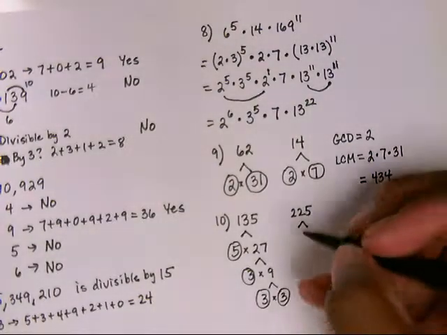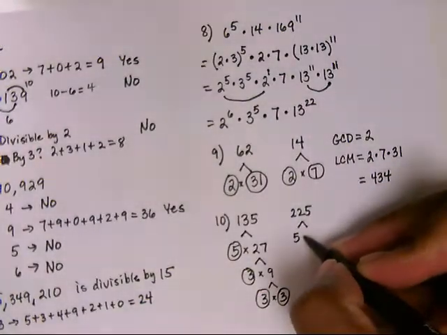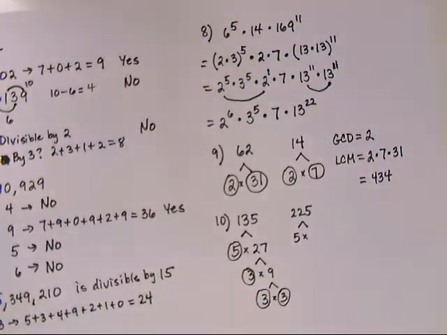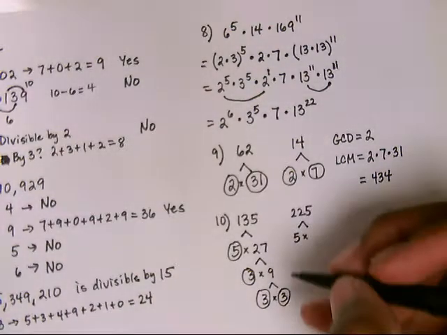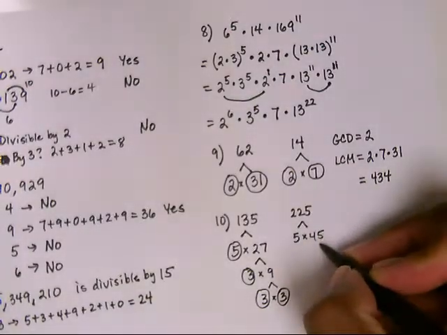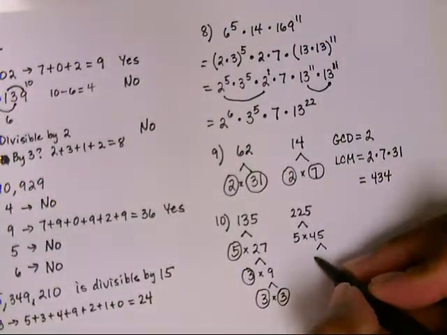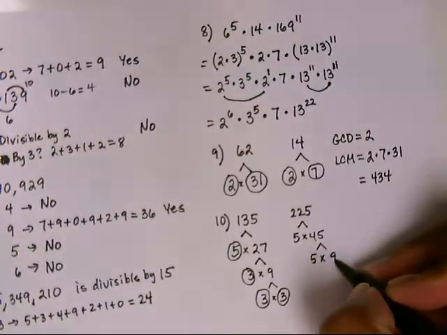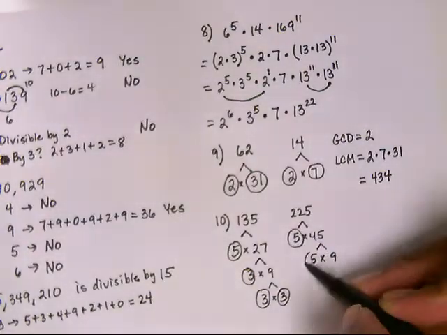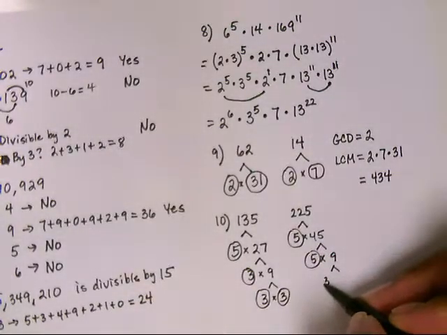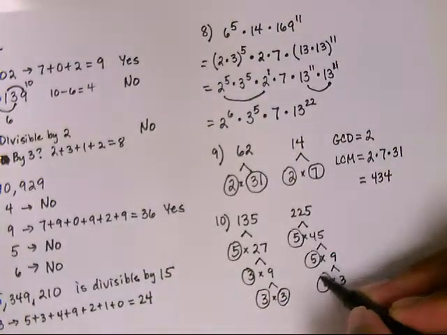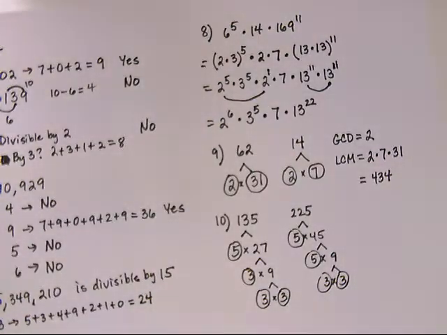Now for the 225. That's divisible by 5. And 225 divided by 5 would be 45. And 45 can be broken up as 5 times 9. And by the way, 5 is prime, so I'll circle those. And 9 is broken up as 3 times 3. And 3 is prime.